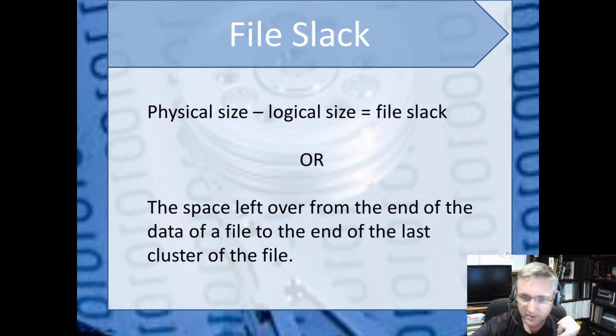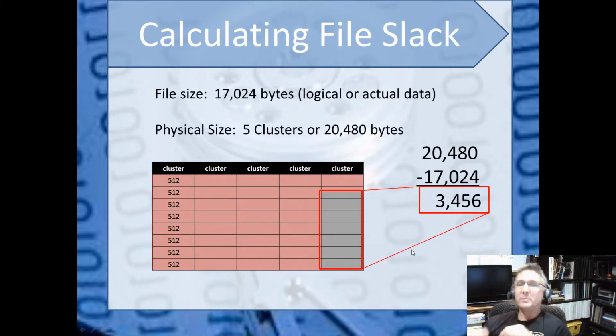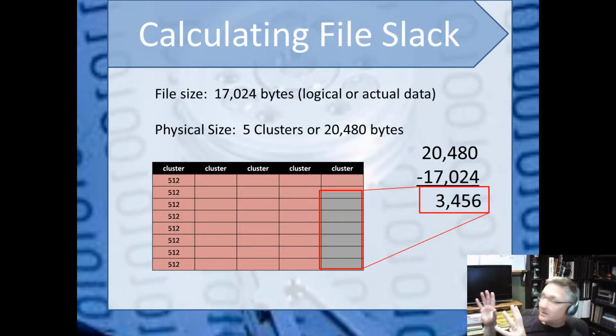All right, this is important. Why? Well, because there could be data hidden in that gray area up there, right? So if we're looking at this and we see, okay, remember we talked about that 17,000 byte file, it's going to occupy all 5 of those clusters. Only the first 4 clusters are totally filled up. There's no file slack or any kind of slack in those first 4 clusters because they have data from the file in there.